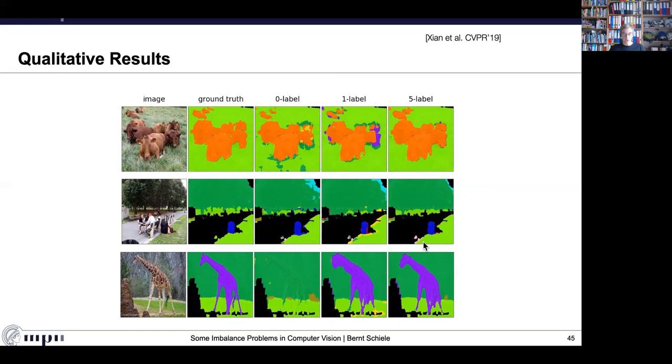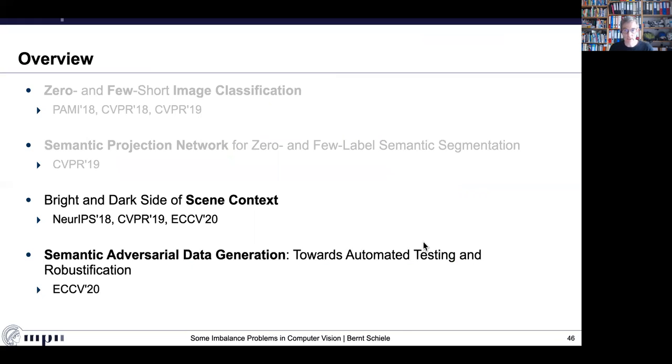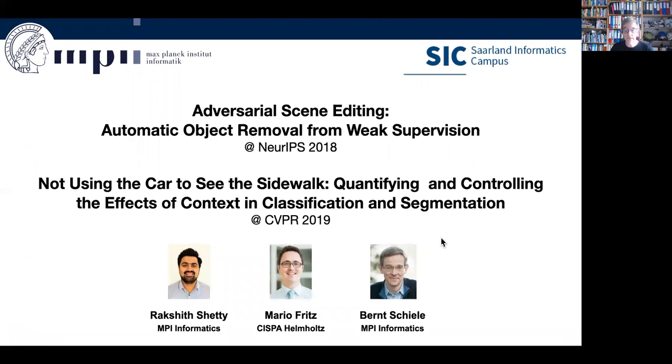Okay. So now, for the third part of the talk, I want to really switch gears quite a bit. Not talking about the classic zero and few shot settings, but about different problems, which are also very much related to imbalance problems in computer vision. The first one is about scene context. This is really about 2 main papers. One is adversarial scene editing at NeurIPS 2018, and the second one is about not using the car to see the sidewalk. Let me just briefly show you what the problem is.